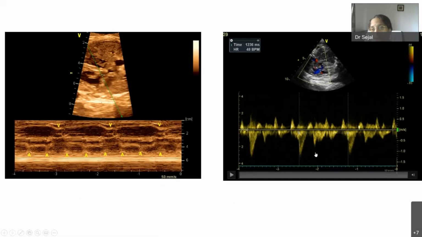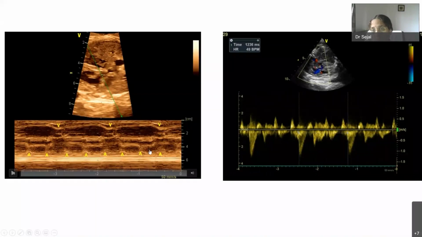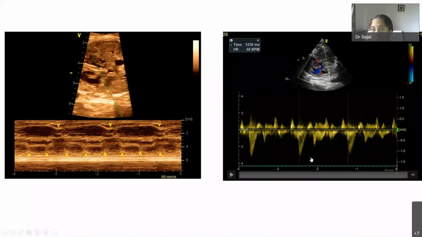And if I try to Doppler, my Doppler pattern will look like this. Sometimes I feel that in a complete heart block, M-mode is much easier to understand compared to the Doppler. Here the ventricular beats are quite regular and significantly bradycardic, but the atrial events might be a little confusing sometimes. This is again a mitral inflow-outflow Doppler.